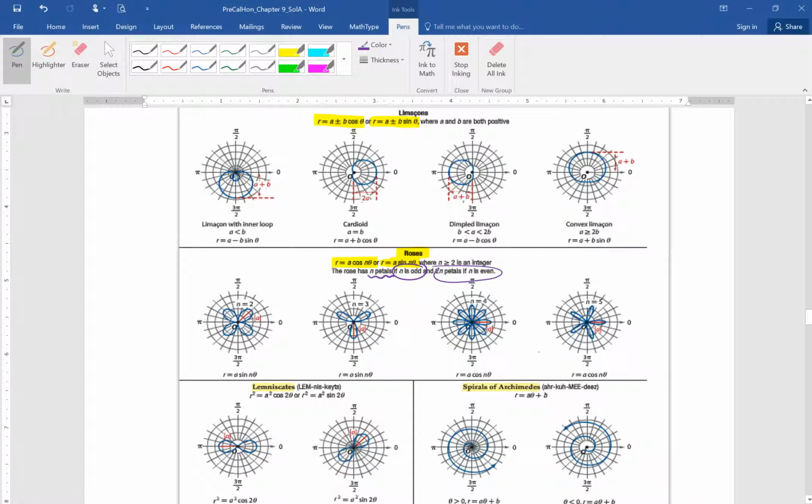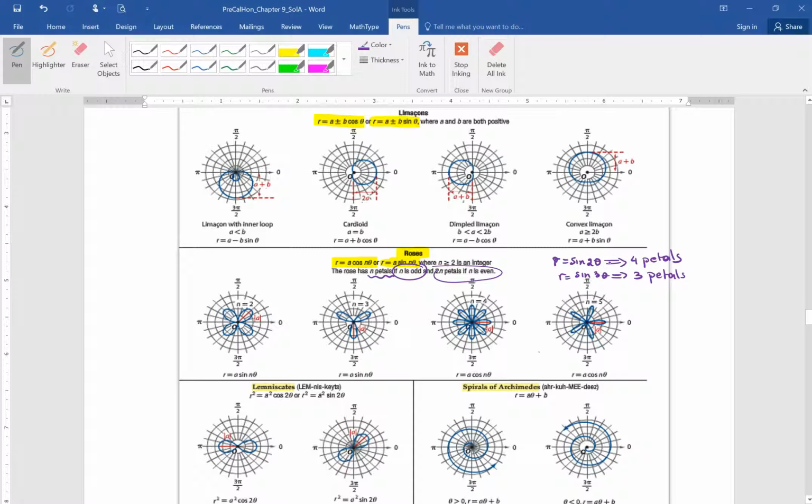So for example, if you have r equals sine 2 theta, how many petals? 4 petals. If r equals sine 3 theta, how many petals? 3 petals. So if it's odd, it's the same number as this. If it's even, it's twice that.